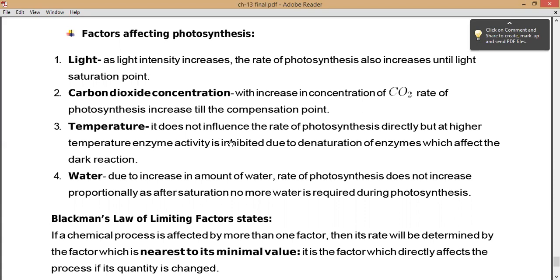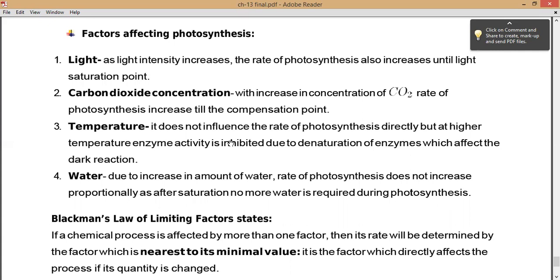So at this moment, what happens is when the temperature increases, as you know, enzymes are protein in nature, right? So all enzymes are protein in nature. So when the temperature is increased, the enzymes, that is the proteins, get denatured, and this way the enzymes cannot perform their function, which results in a lower rate of photosynthesis, right? So temperature is indirectly affecting the photosynthesis also.